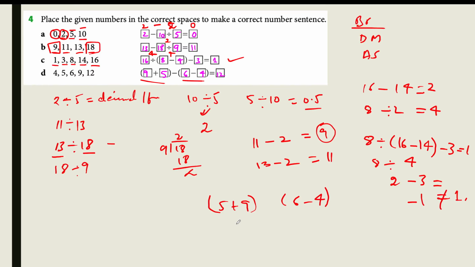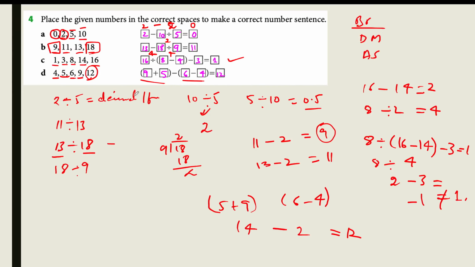So in here 5 plus 9 is equal to 14, and 6 minus 4 is equal to 2, and between them there's a minus sign, we will get 12. So we have 5, 6, 9 and 4 used for the 2 brackets, and 12 is left on the right hand side when the subtraction is being done. So this makes complete sense. By a guess, we were able to plot the numbers correctly.